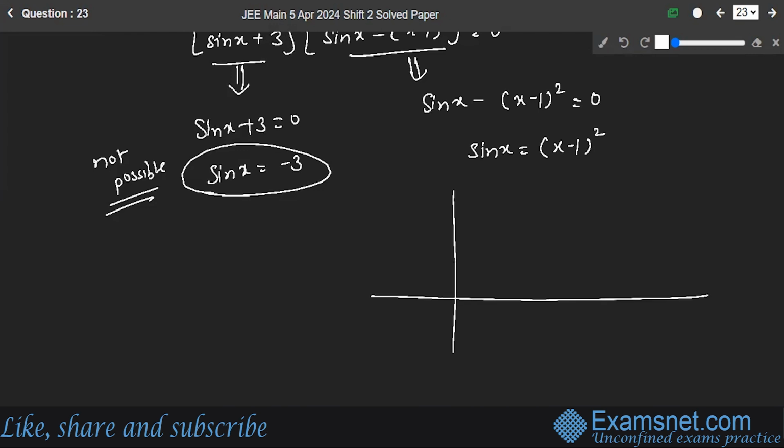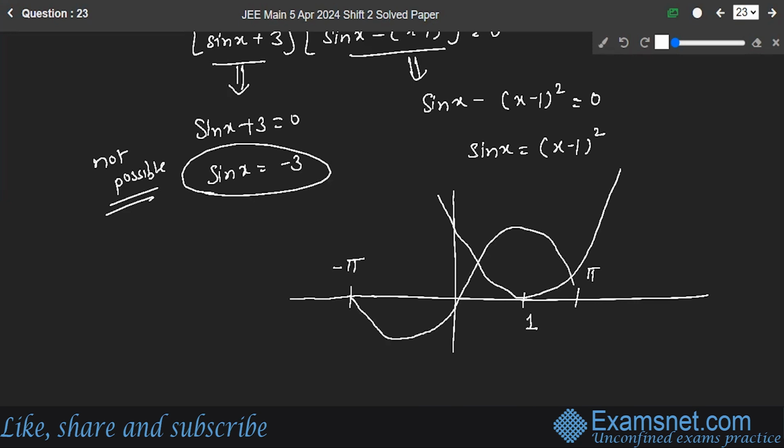This is the graph for sin x, because it is going from minus pi. Let's say this is minus pi, and over here you are having pi, and 1 lies between. So first of all, you have the curve (x minus 1) whole square. This is a parabola, and this is the vertex for the parabola. And next, the sine curve is given like this. It is passing through the origin, right, over here.